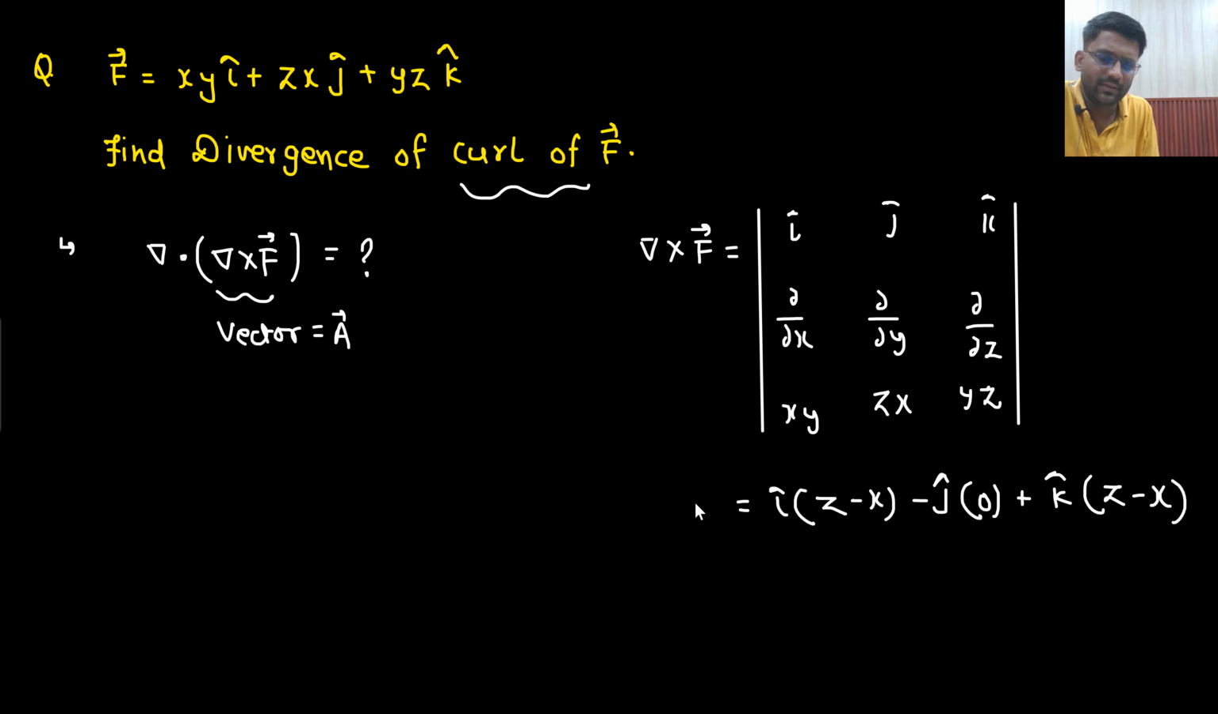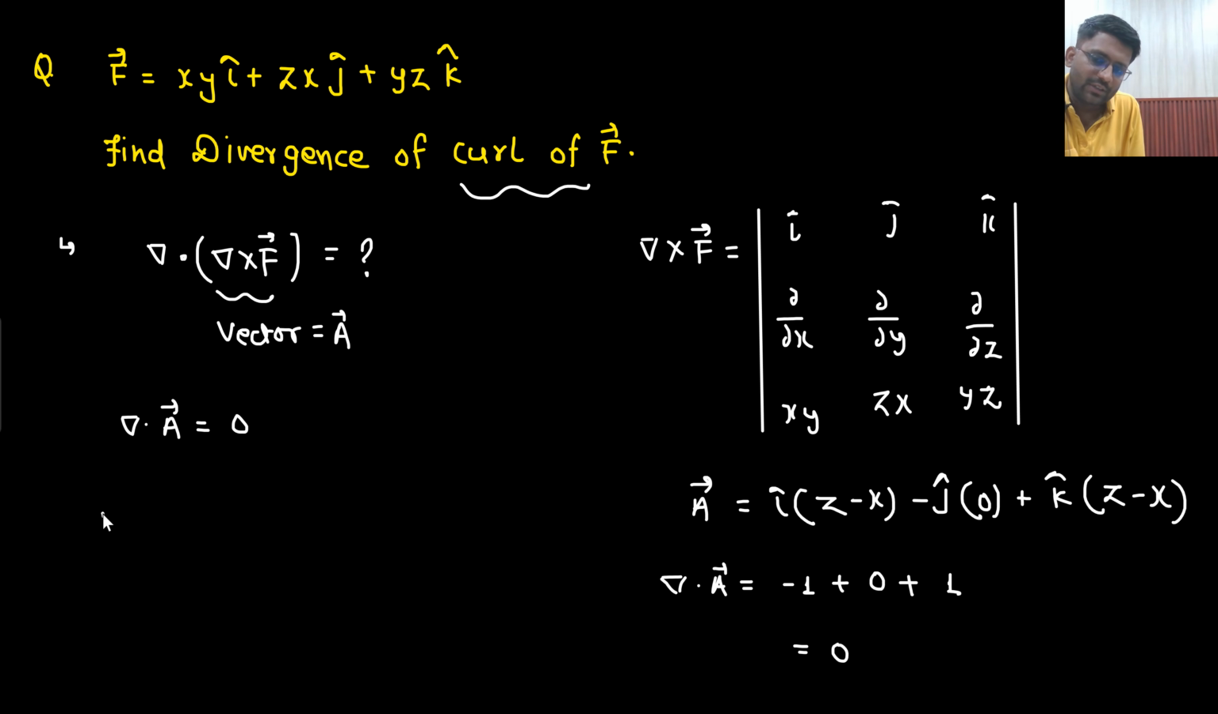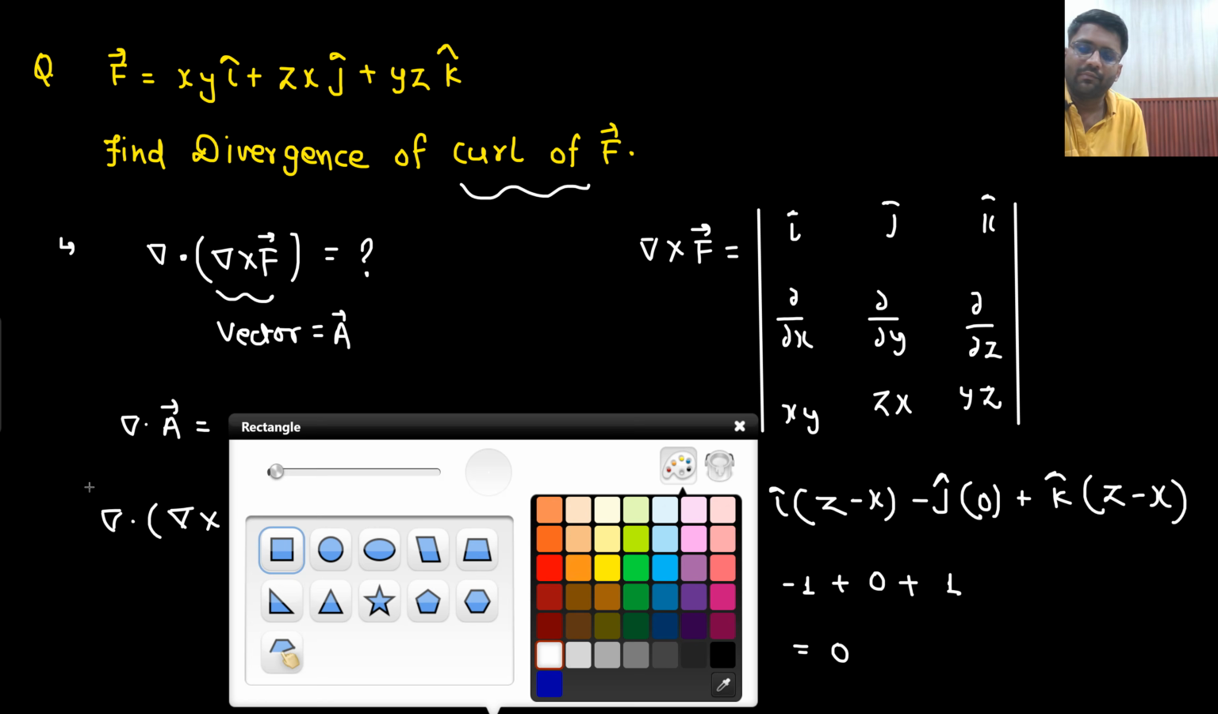Yeah, it is correct only. So this is your vector A you are getting. Okay, this is the vector A you are getting. What you are supposed to calculate? You are supposed to calculate del dot A. So can you calculate del dot A from here? Partial differentiation of this function with respect to x. What is the answer you will be getting? -1. Plus partial differentiation of this function with respect to y. What is the answer you will be getting? 0. Partial differentiation of this function with respect to z. What is the answer you will be getting? 1. What is the answer you are getting? 0. So what did you understand? Del dot del cross f is coming out to be 0.